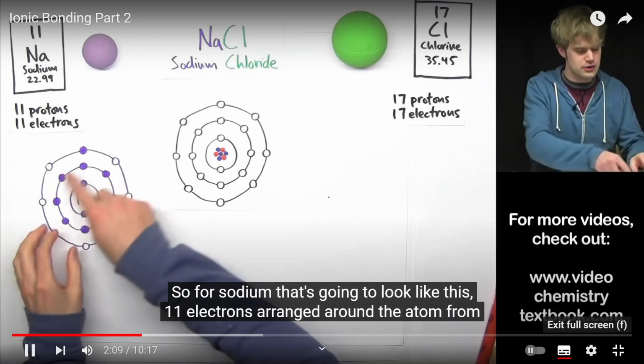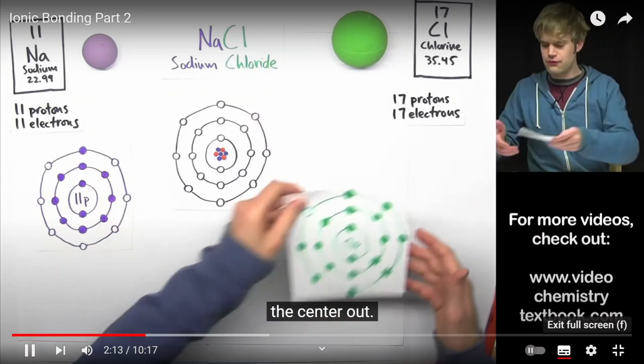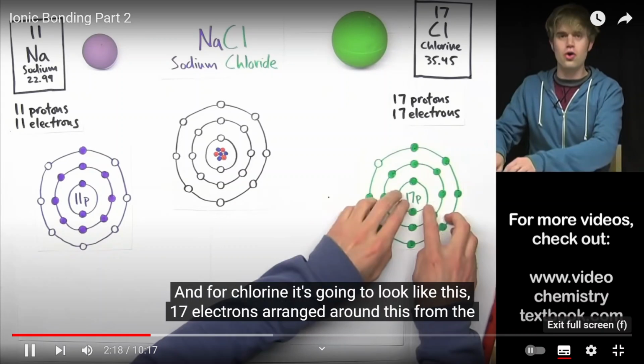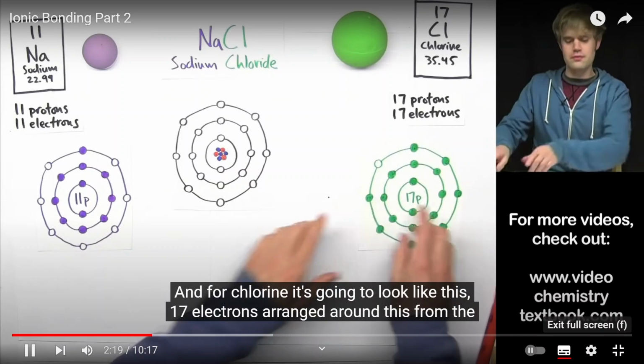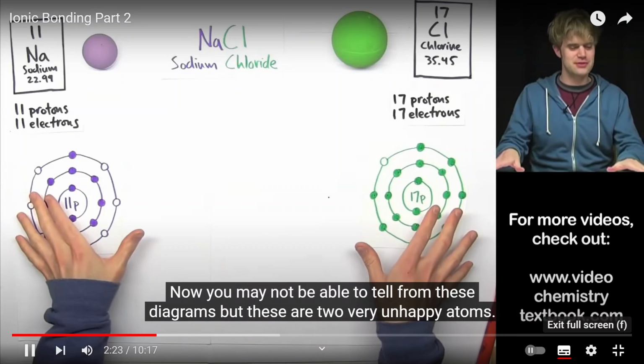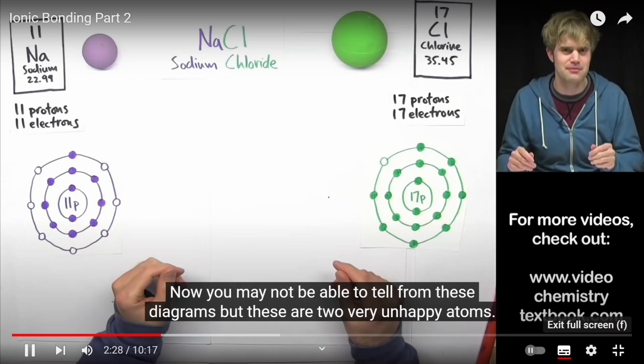11 electrons arranged around the atom from the center out. And for chlorine, it's going to look like this. 17 electrons arranged around this from the center out. Now, you may not be able to tell from these diagrams, but these are two very unhappy atoms.